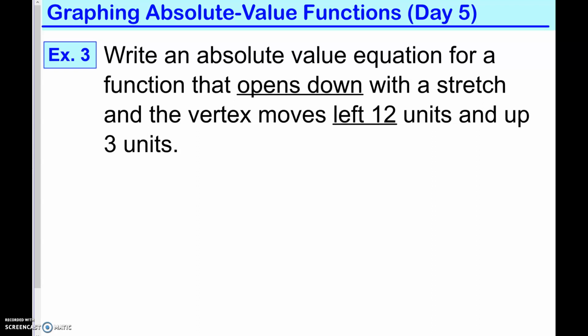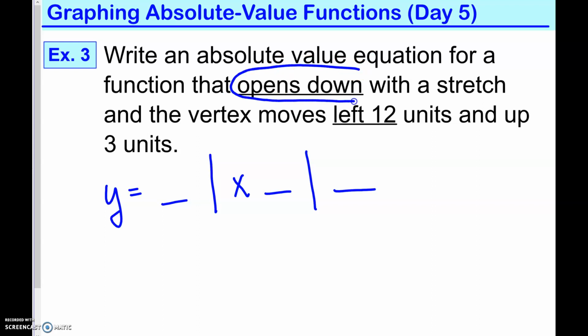Write an absolute value equation for a function that opens down with a stretch, has the vertex that moves left 12 and up 3. So y equals blank, absolute value of x. I'm going to fill in that blank, and I'm going to have another blank on the end. All right, so this opens down, and it's a stretch. Down means that this number right here needs to be negative.